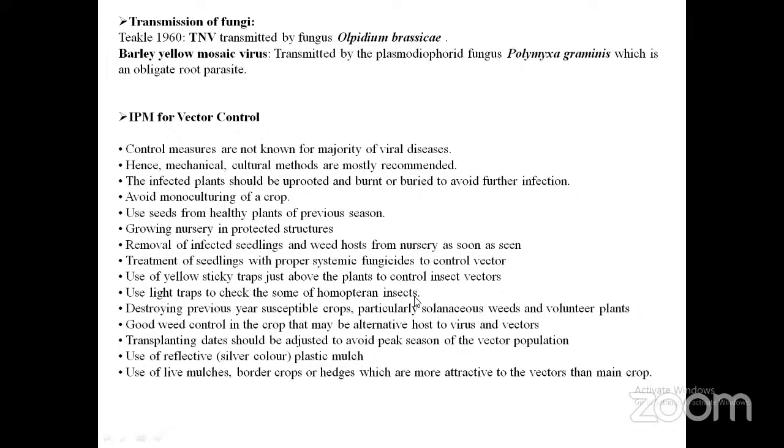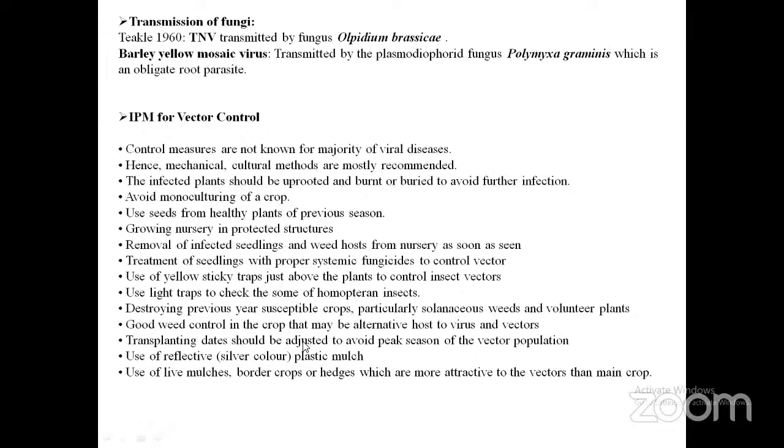So those can be some of the prophylactic chemical measures. Use of light traps to check some of the homopteran insects. Destroying previous year's stubble, susceptible crops, particularly solanaceous weeds and volunteer plants. Good weed control in the crop, which may be alternative hosts to virus and vectors. Transplanting dates should be adjusted to avoid peak season of the vector population, as we can already see from the population dynamics and all those tactics, we can modify the dates of planting.